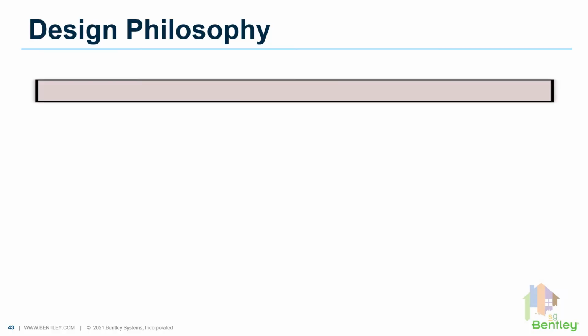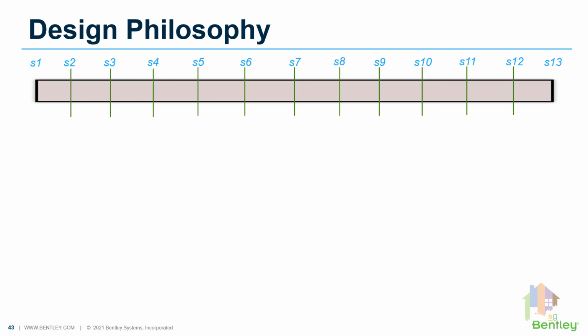Now I want to talk about the design principles followed in STAAD. When you perform member design in STAAD, the program divides each member into 12 sections. That means there are 11 intermediate design points along with the start and end node of the member, in total 13 design sections. These 13 sections are designed individually for all load cases.